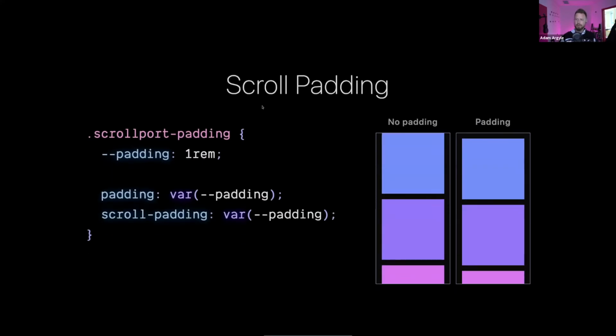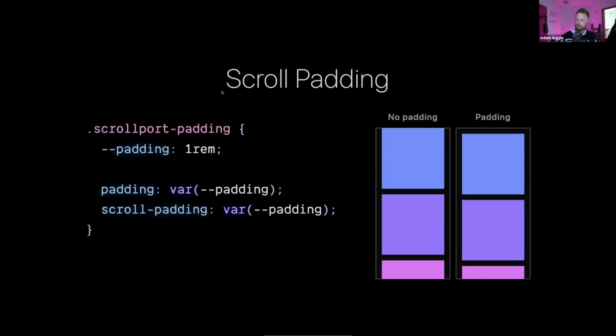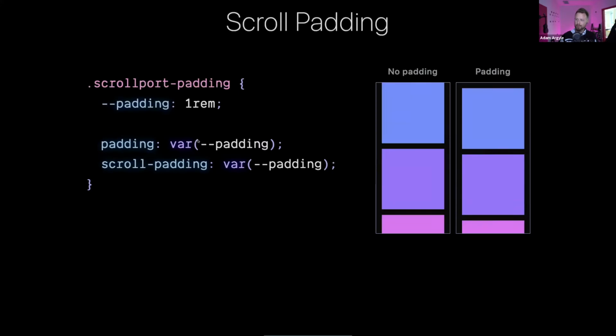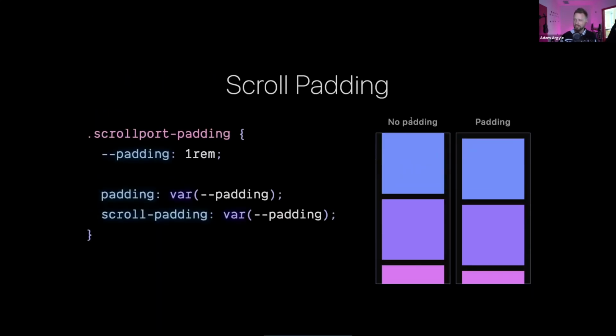Okay, let's talk about scroll padding. Scroll padding and scroll margin are often confused, and I'm hoping that by the time you're done with this talk, it'll be very clear to you. So this first part is scroll port padding, whereas down here, we're going to have scroll margin, which is scroll item margin. Scroll padding is exclusively for scroll ports. Scroll margin is exclusively for scroll items. And we'll actually look at this in a second too.